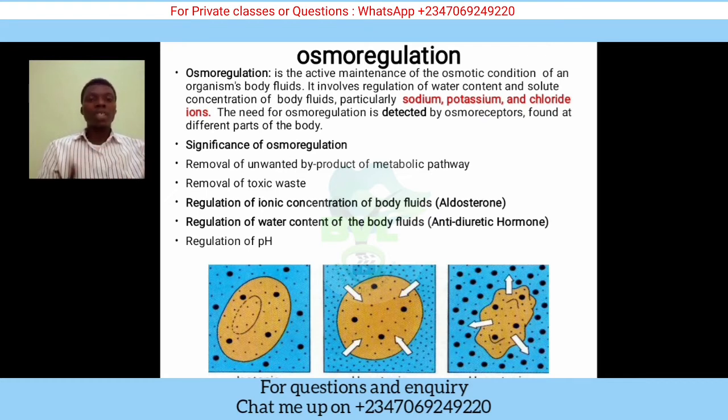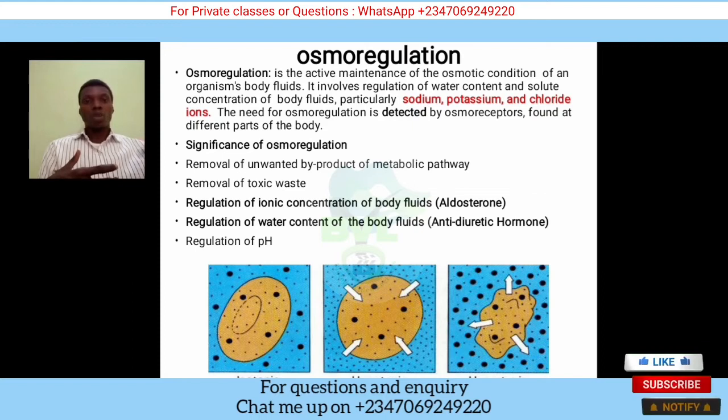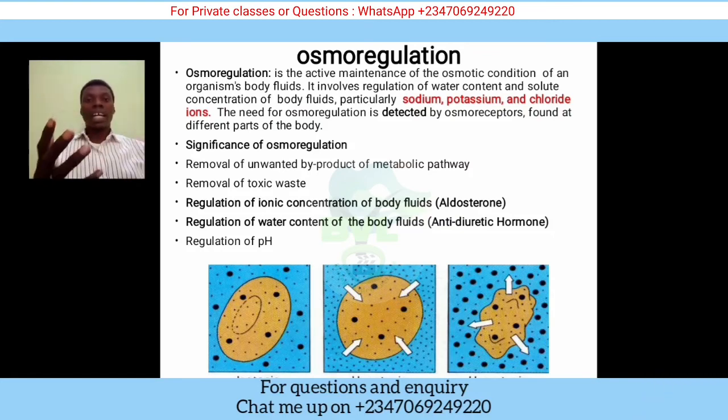When the body notices that there's too much solute within the cell, it will conserve more water to dilute it. So you pass out a little amount of urine which is concentrated. When the body notices that there is too much water in it, it will allow you to pass out a large amount of urine. So you won't have hemodilution. All right. So that is the significance of osmoregulation.